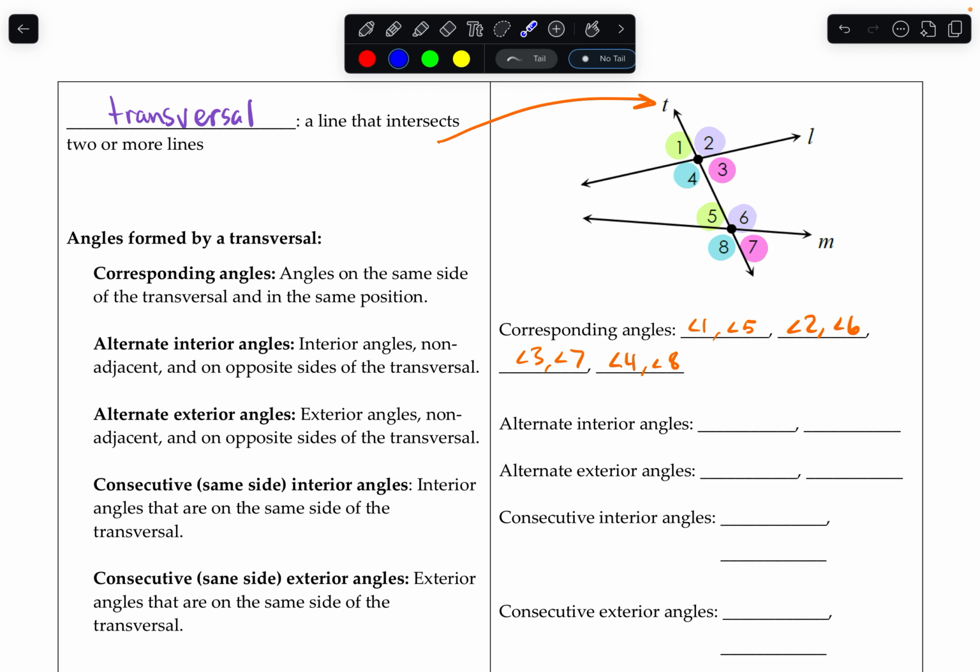Okay, alternate interior angles. As we listen to some of these words, pay attention to the vocab. Interior, when you think of interior, you think of inside. And whenever you think of alternate, you think of opposite.